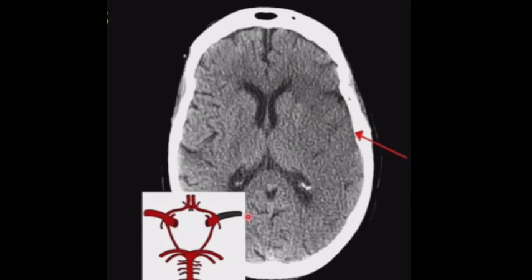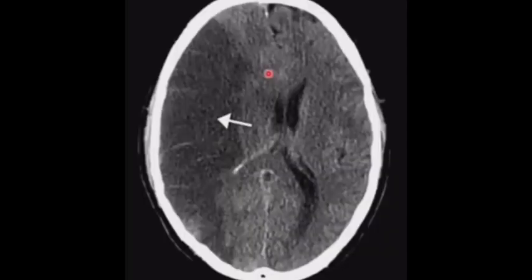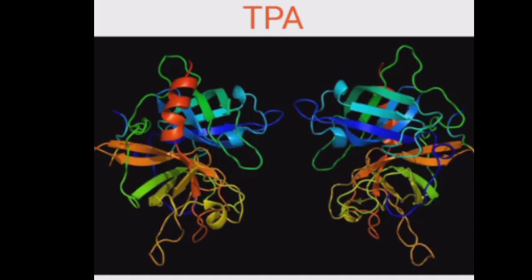Now, whenever a patient presents to you with ischemic stroke with no blood on CT scan, the most important decision that a doctor has to take is whether the patient should be given TPA or not. TPA is tissue plasminogen activator. TPA breaks up the clot that is blocking the vessel.